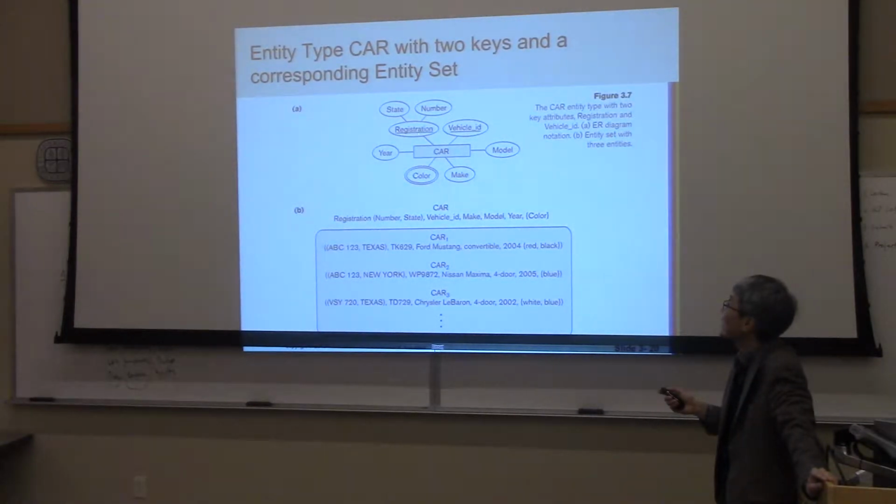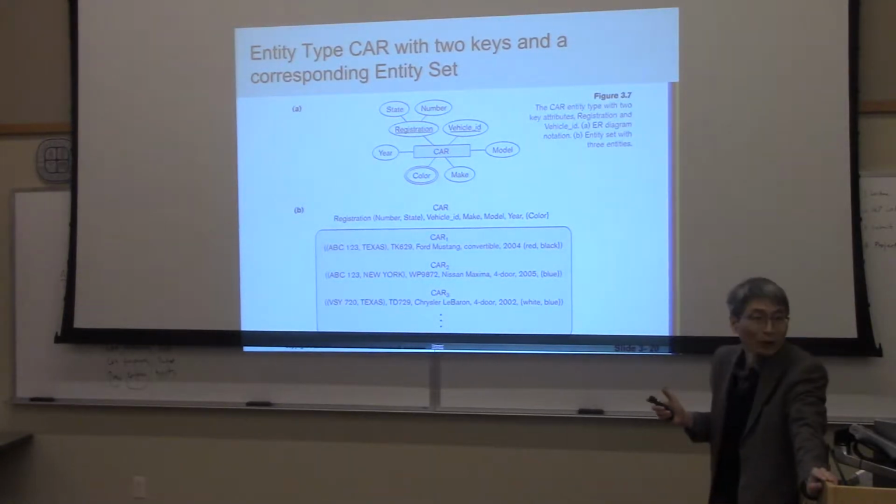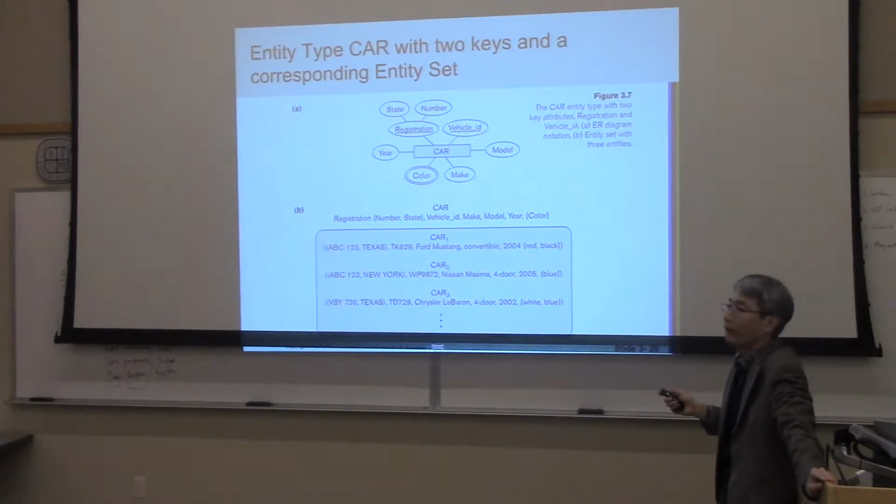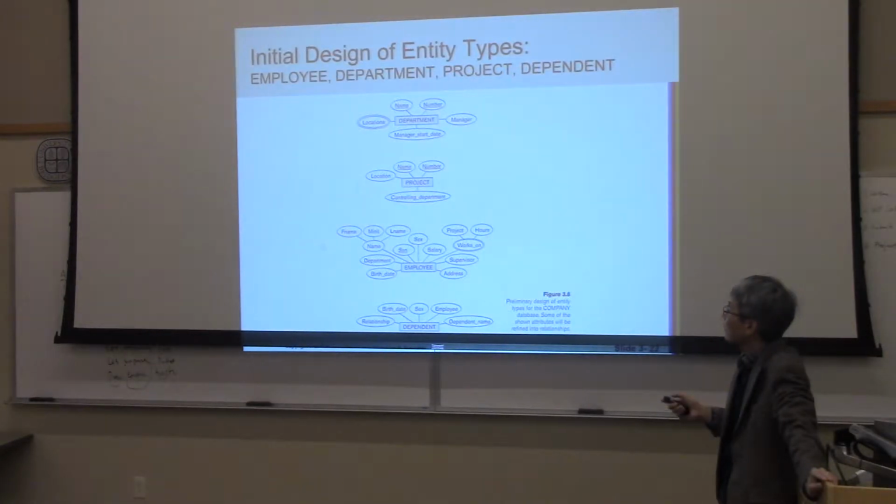Two keys. One is the registration. Actually, registration is the composite key, the state plus number. But to clarify, we also add another attribute. As the composite, the attribute is a registration. Vehicle ID is another one, so we can easily understand. So this is what we have done before.